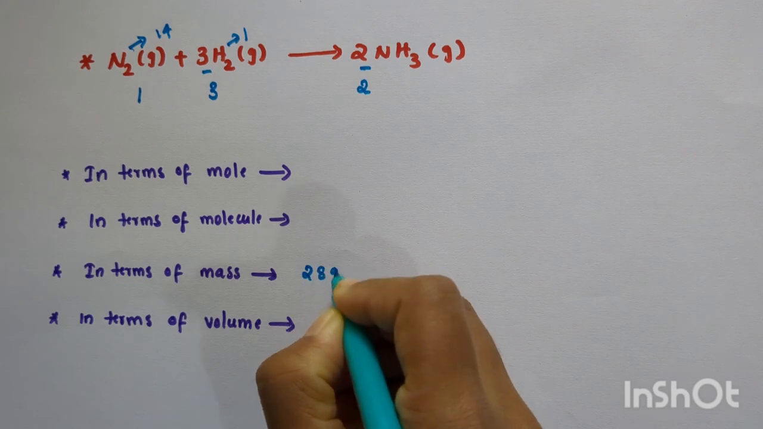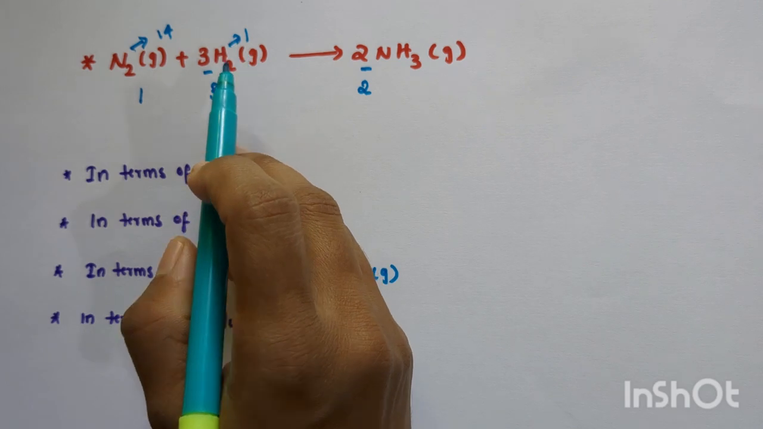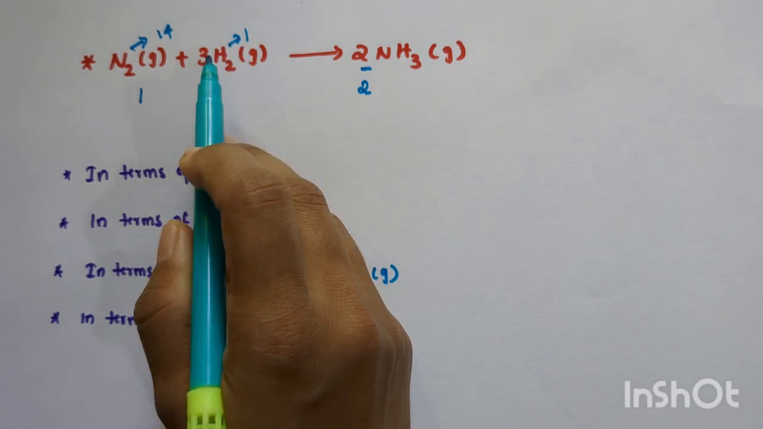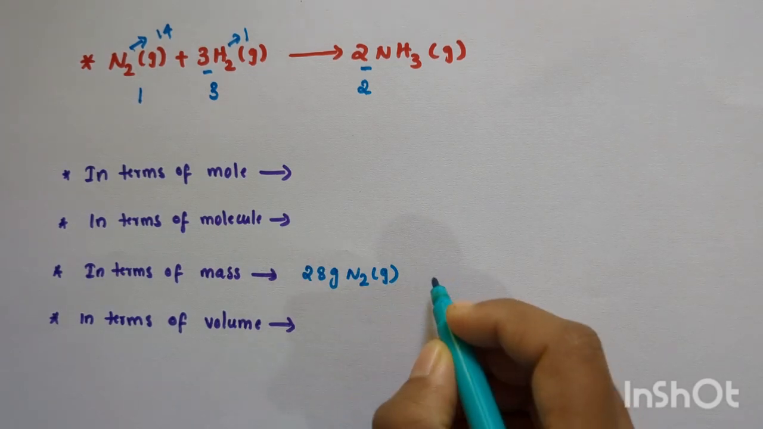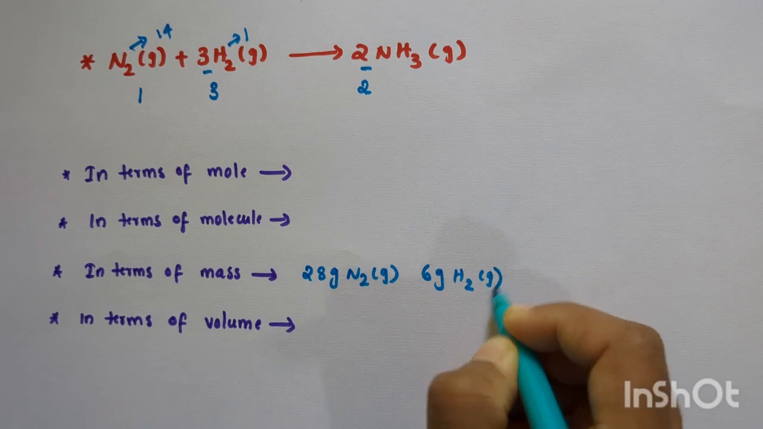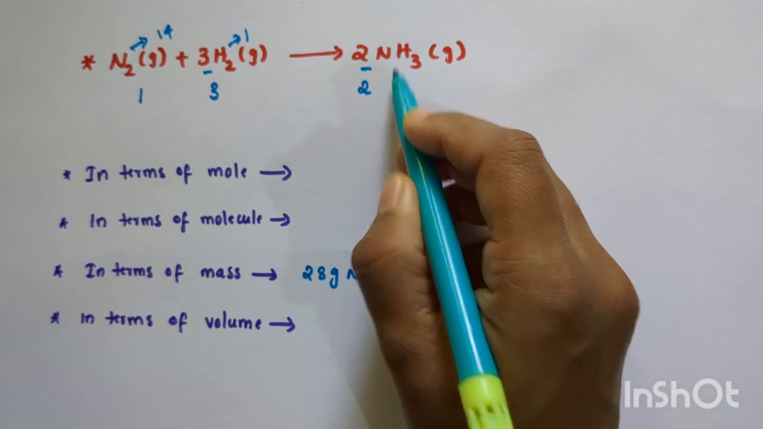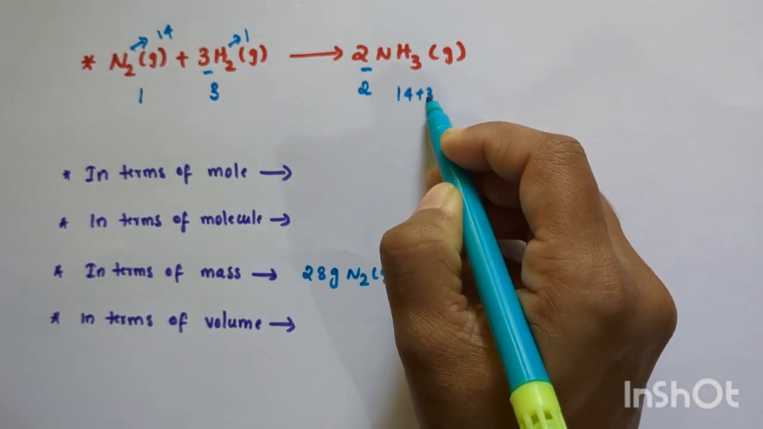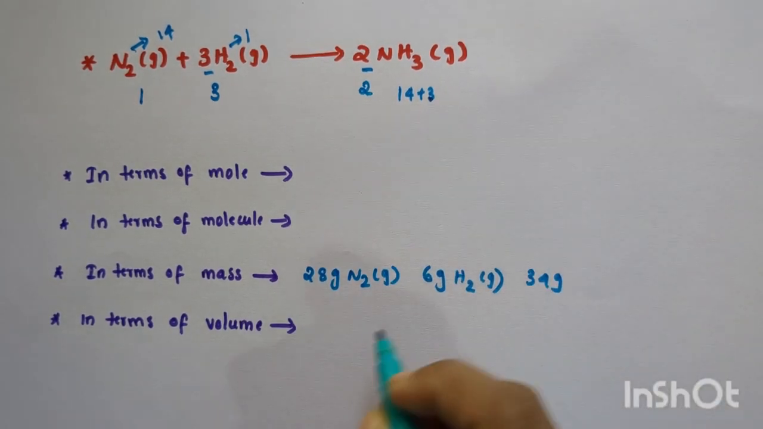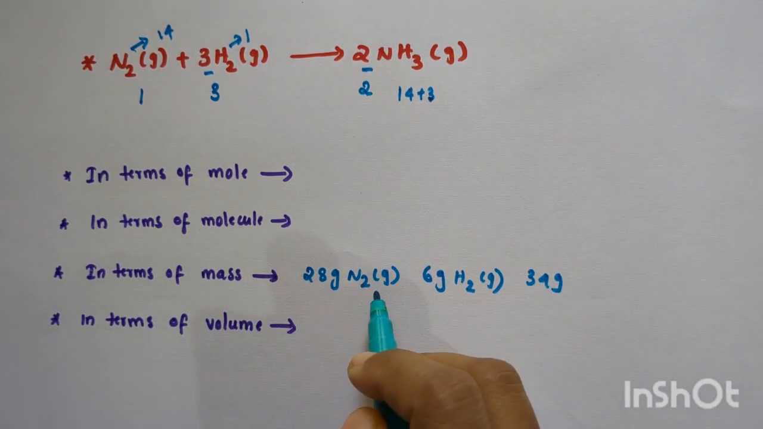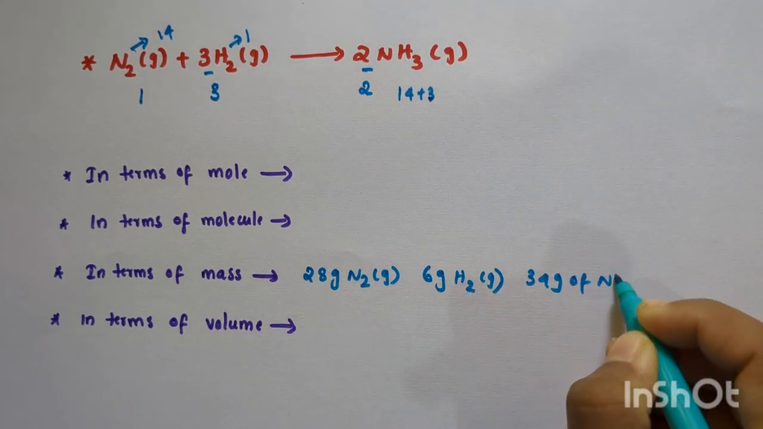So 28 grams of nitrogen gas reacts with 3H2. Now for 1 hydrogen, 1, so for H2 it is 2, and 3 twos are 6. So 28 grams of N2 gas reacts with 6 grams of H2 gas to give 2 NH3. For 1 NH3, it will be 14 plus 3, 17. So for 2, it will be 34. That is, 28 grams of N2 gas reacts with 6 grams of hydrogen gas to give 34 grams of ammonia gas.